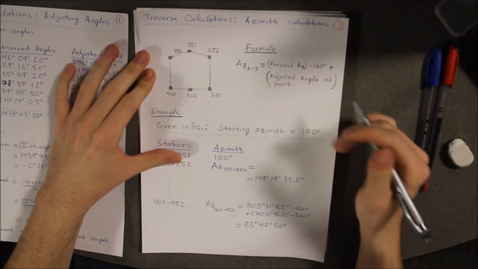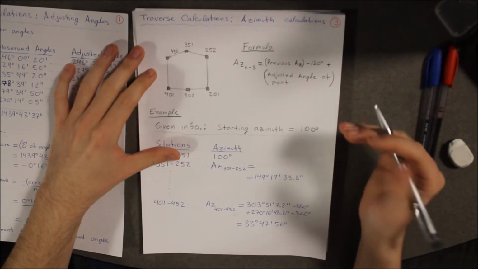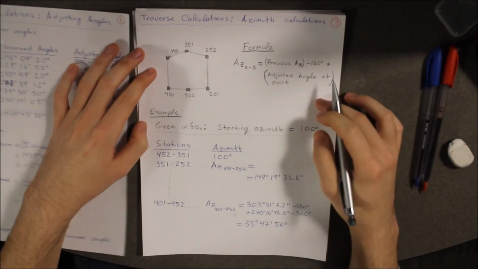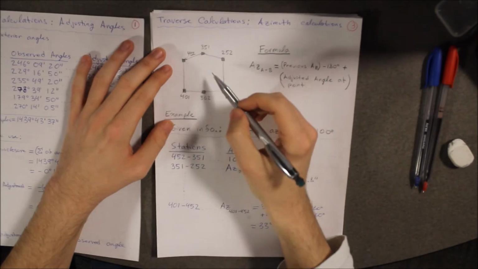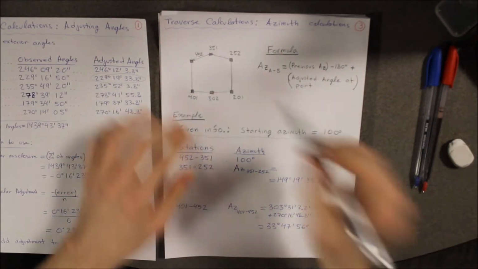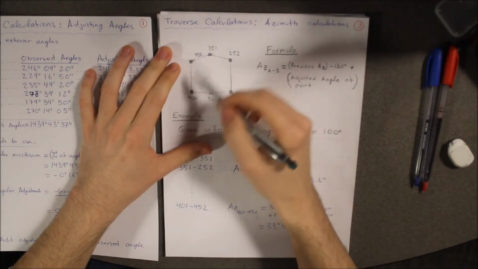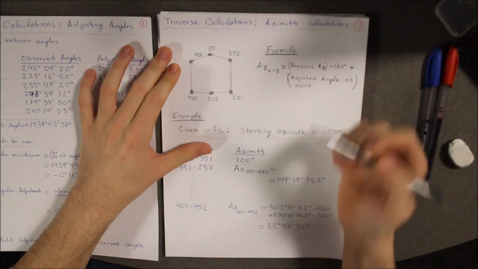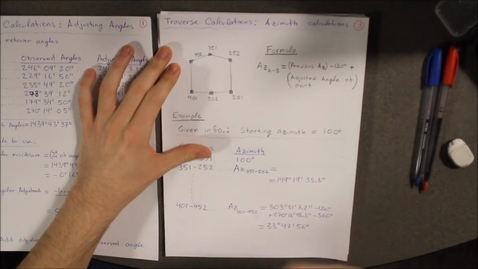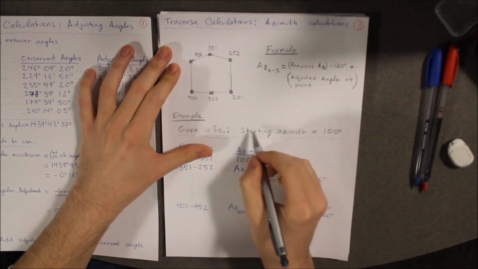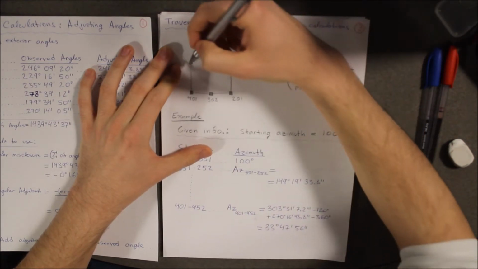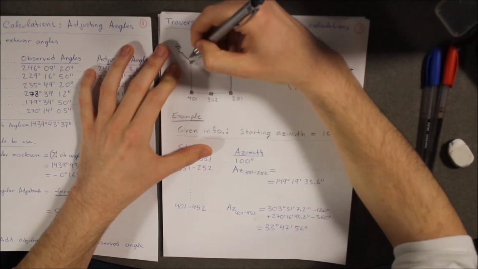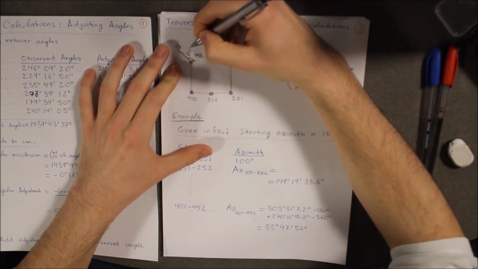Hey guys, so I'm going to show you how to complete the azimuth calculations. Now this is a very simple and straightforward task. Note that again we are going to use our given information. So this is approximately how our traverse looks, and we are given by our professor 100 degrees as our starting azimuth. What that means is this point right here, that being north, this is approximately 100 degrees right there.